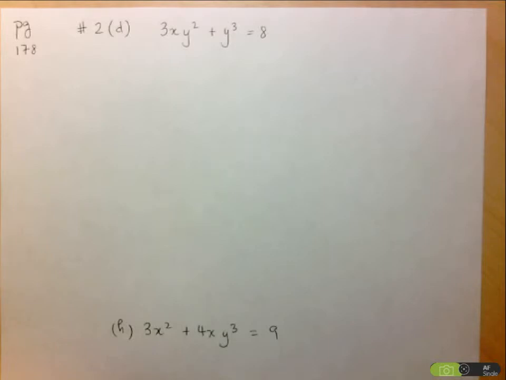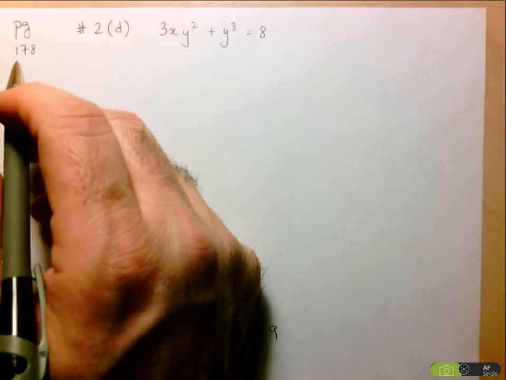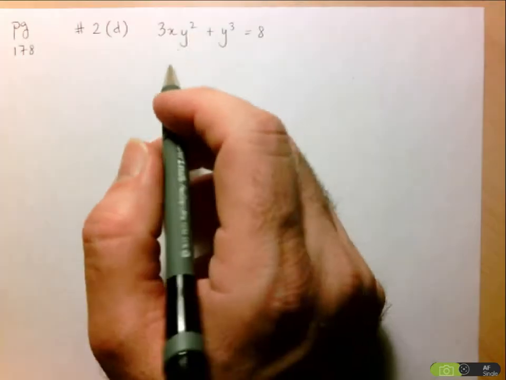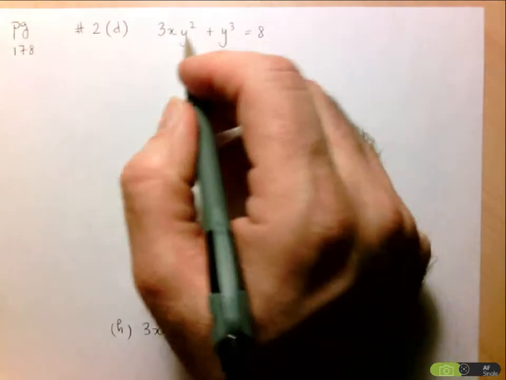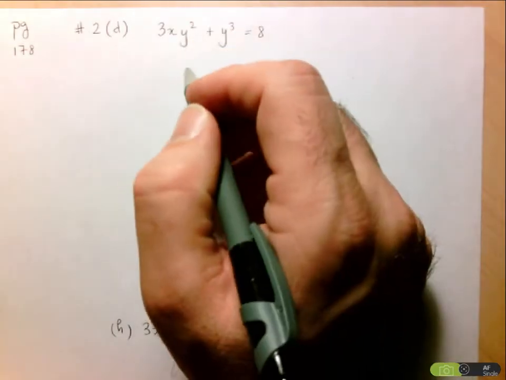Hi folks, we're going to take a look at a couple of implicit differentiation questions. So both for page 178, we're going to start with 2D. So we've got this relation here. The way in which you do that is to take the derivative of both sides of the equation.